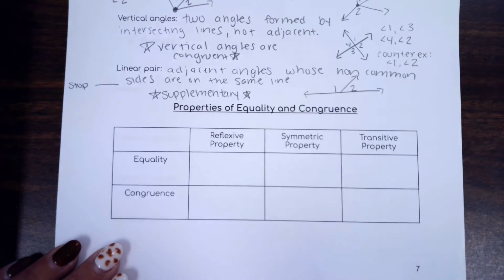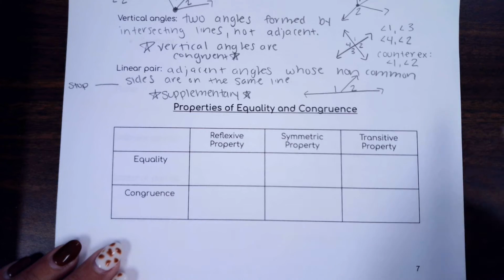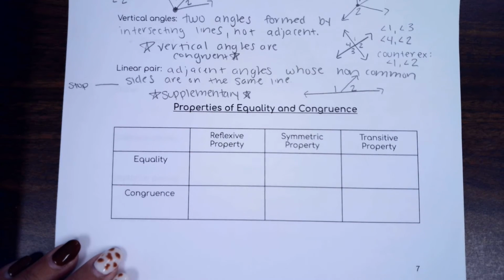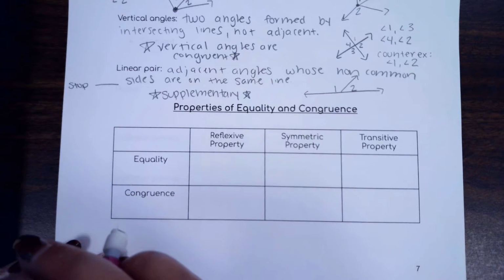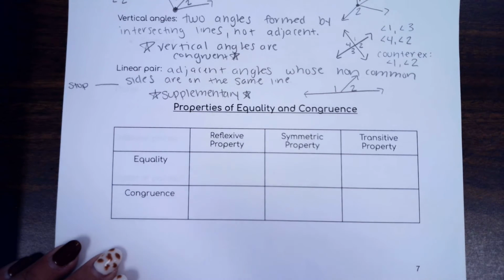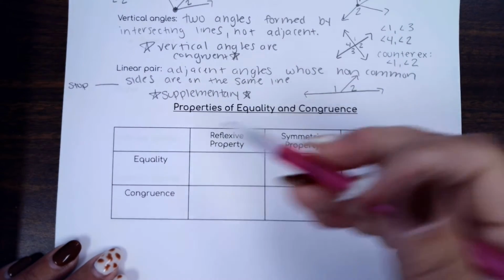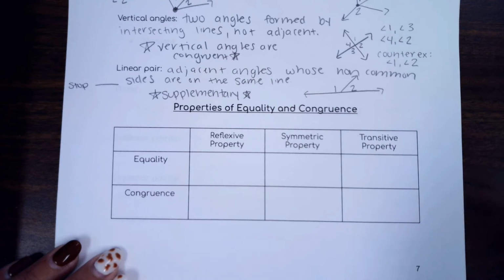So we are in your notes packet on the very last page. There should be a table that looks like this. We're learning about properties of equality and congruence. These properties are going to come in handy in a few chapters when we start proofs. So this is just a little intro into some of the properties that we will use.